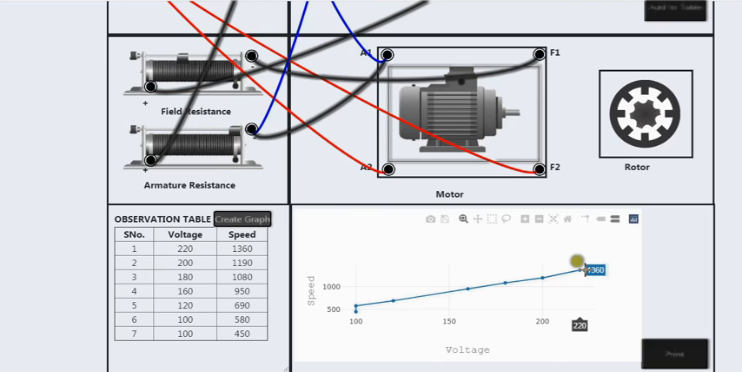Then the second reading: 690 RPM at 120 volt. Third reading: 950 RPM at 160 volt. Then 1080 RPM at 180 volt, 1190 at 200 volt, and 1360 at 220 volt. So this is the simulation performed on virtual labs.